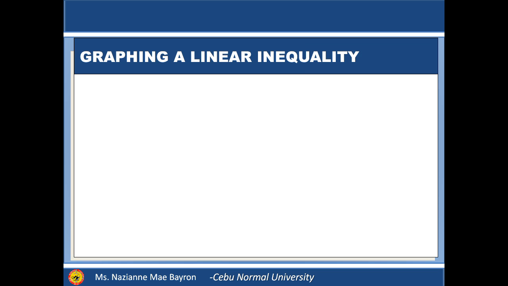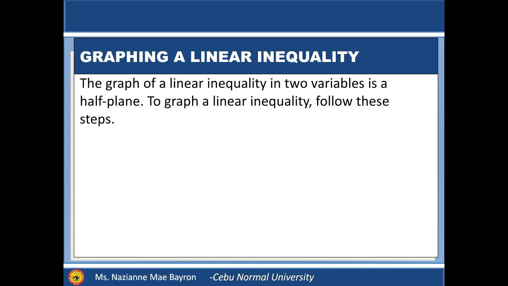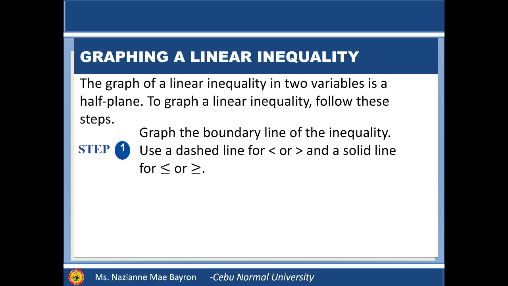Graphing a linear inequality. The graph of a linear inequality in two variables is the half plane. To graph a linear inequality, you need to follow these steps. Step 1. Graph the boundary line of the inequality. Use a dashed line for the non-inclusive inequality, less than or greater than, and a solid line for the inclusive inequality, less than or equal to or greater than or equal to.